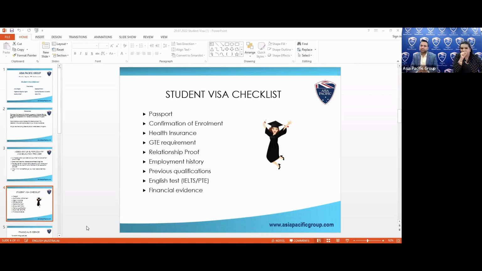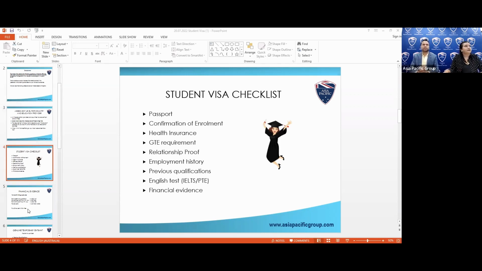In the financial evidence, we need evidence that you have sufficient funds so that you will be able to support yourself during your studies. We do have the next slide on this, so let's go to the next one, please.